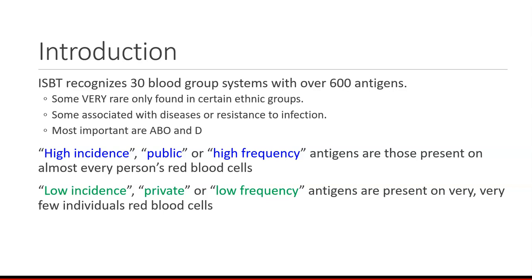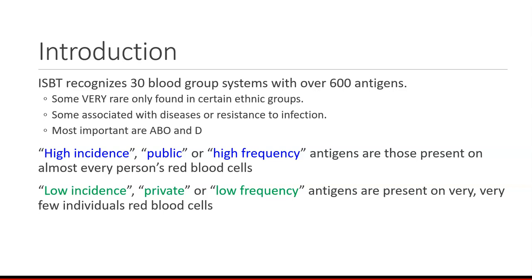The International Society of Blood Transfusion recognizes 30 blood group systems with over 600 antigens. Some of these antigens are very rare and they're only found in certain ethnic groups. Others are associated with diseases or resistance to infection. And of the blood group systems, the most important are the ABO and D.